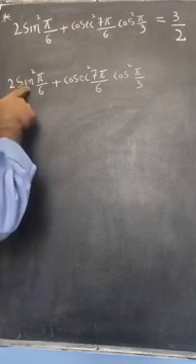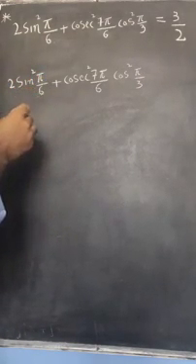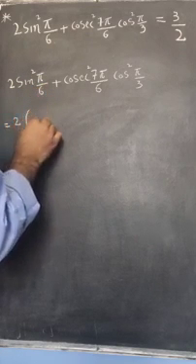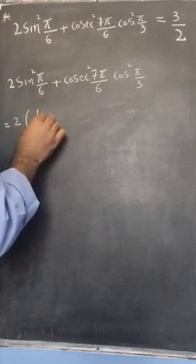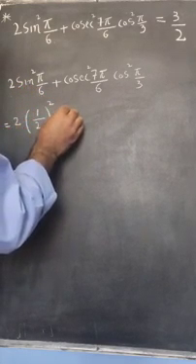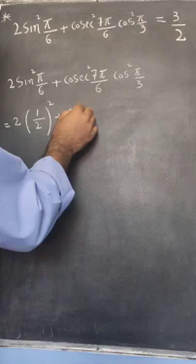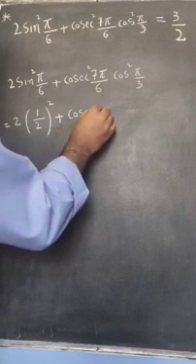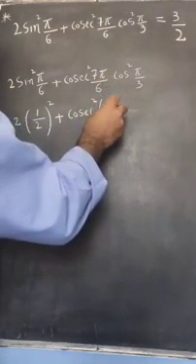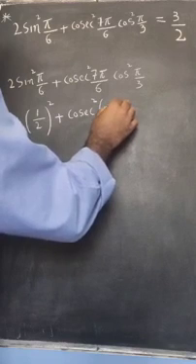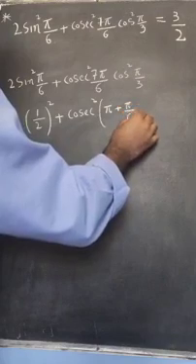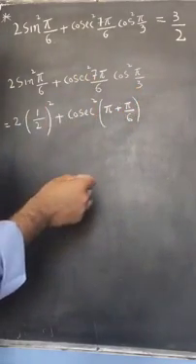Now we know that sine pi by 6, that is sine 30 degree, is equal to 1 by 2, so we can write 2, instead of sine pi by 6 we can write (1 by 2) whole square, as it is sine square, plus now we can write cosecant square, then we have 7 pi by 6, for that we can write pi plus pi by 6, which is equal to 7 pi by 6.